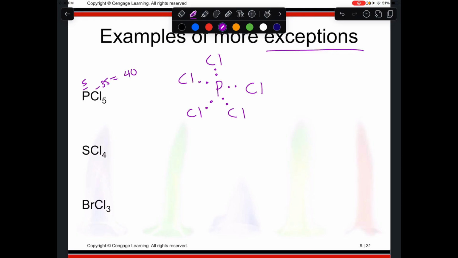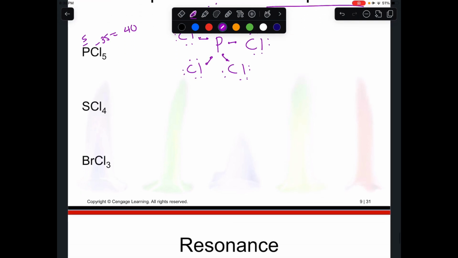Now, remember I said P can expand up to 5 bonds. This is a case where it has to, right? Because you have 5 Cls and they all have to connect to the center atom. So this is the case where you would see an exception being necessary, and there's really no other way around it. Okay, that is PCl5.